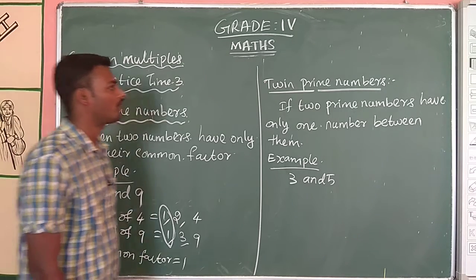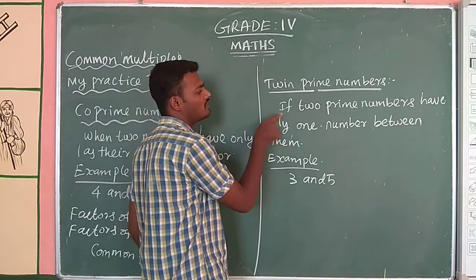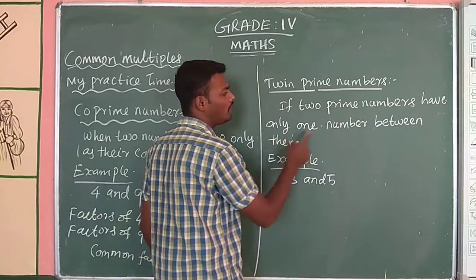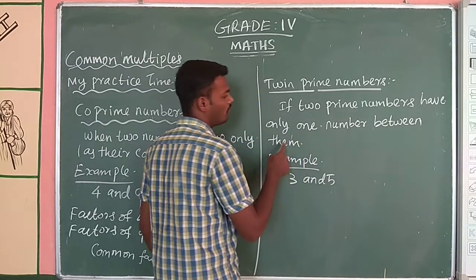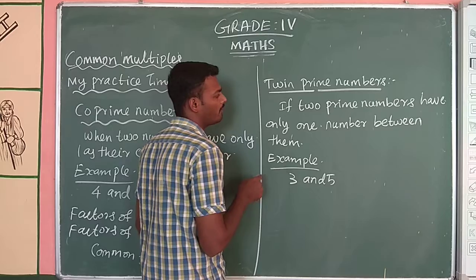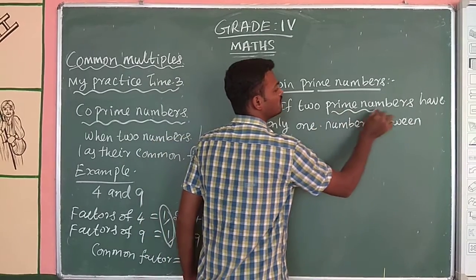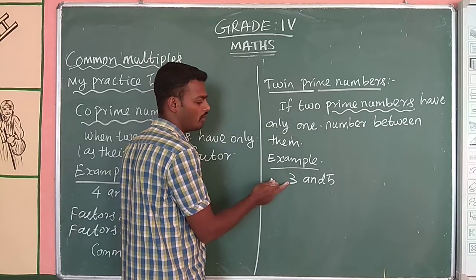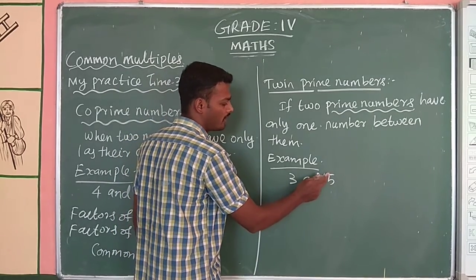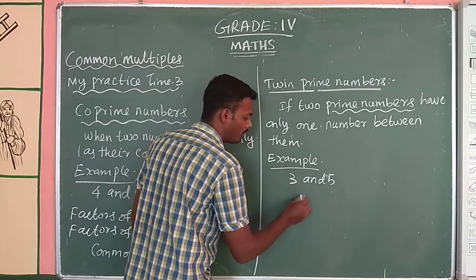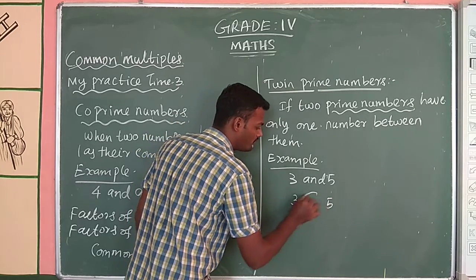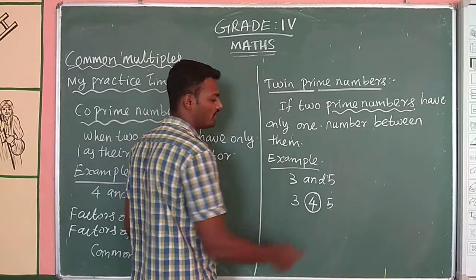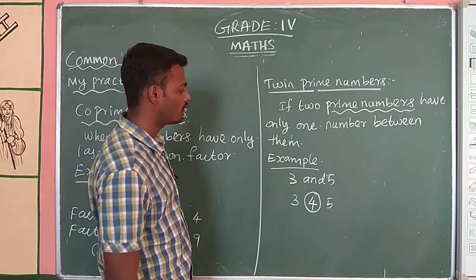Next one, twin prime numbers. Definition: if two prime numbers have only one number between them, they are twin primes. For example, 3 is the first prime number and 5 is the second prime number. Between them there is only one number, that is 4. So 3 and 5 are twin primes.